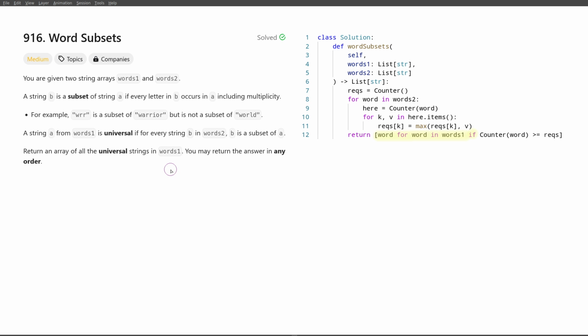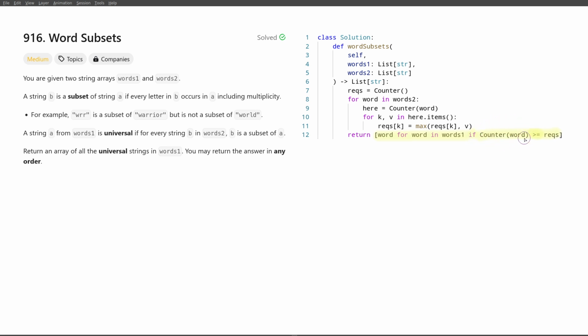And another is that we want that word to be universal, which means that for every string B in words 2, B has to be a subset of A. Being a subset in this case means that the number of occurrences of every letter in the word from words 2 is at most equal to the number of occurrences of that letter in the given word from words 1. And really, this being a subset is the same thing as greater or equal or lower than equal when just comparing counters or dictionaries. So indeed, we can take a word and create a counter from that word.